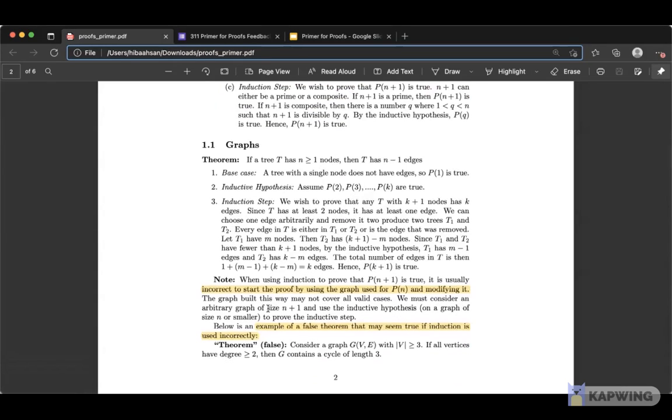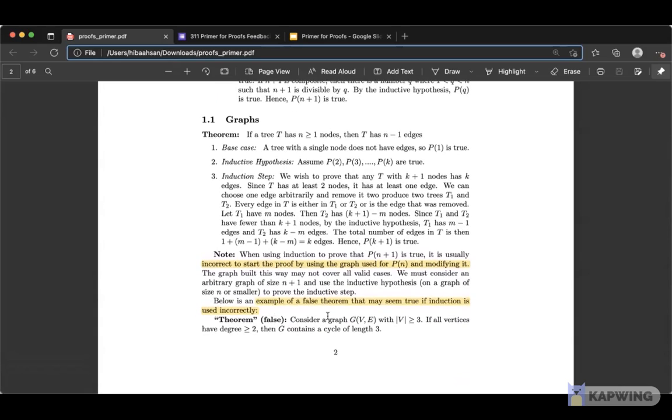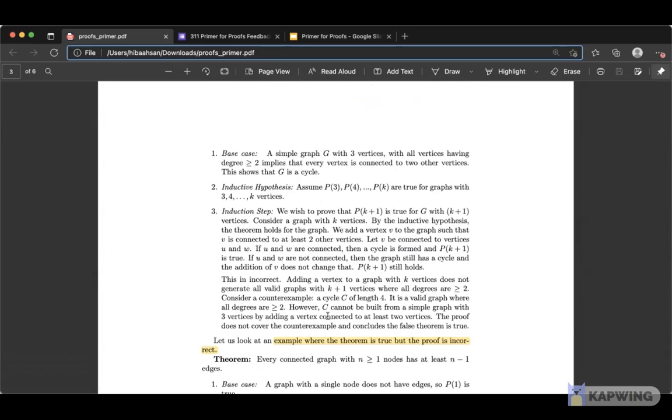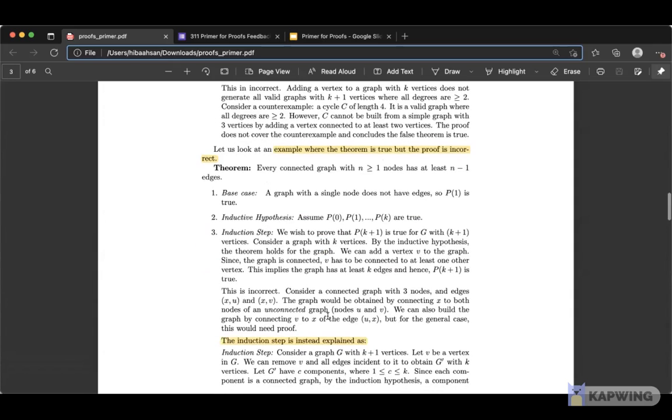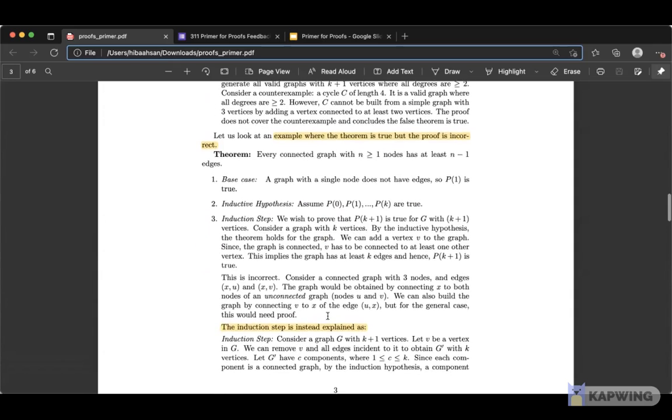We also highlight a common mistake that is made while using induction. And we give an example of a false theorem that may seem true if induction is used incorrectly. We then move on to show an example where the theorem is true, but the proof is incorrect because, again, induction is used incorrectly. We then move on to show how the induction step can be rectified.